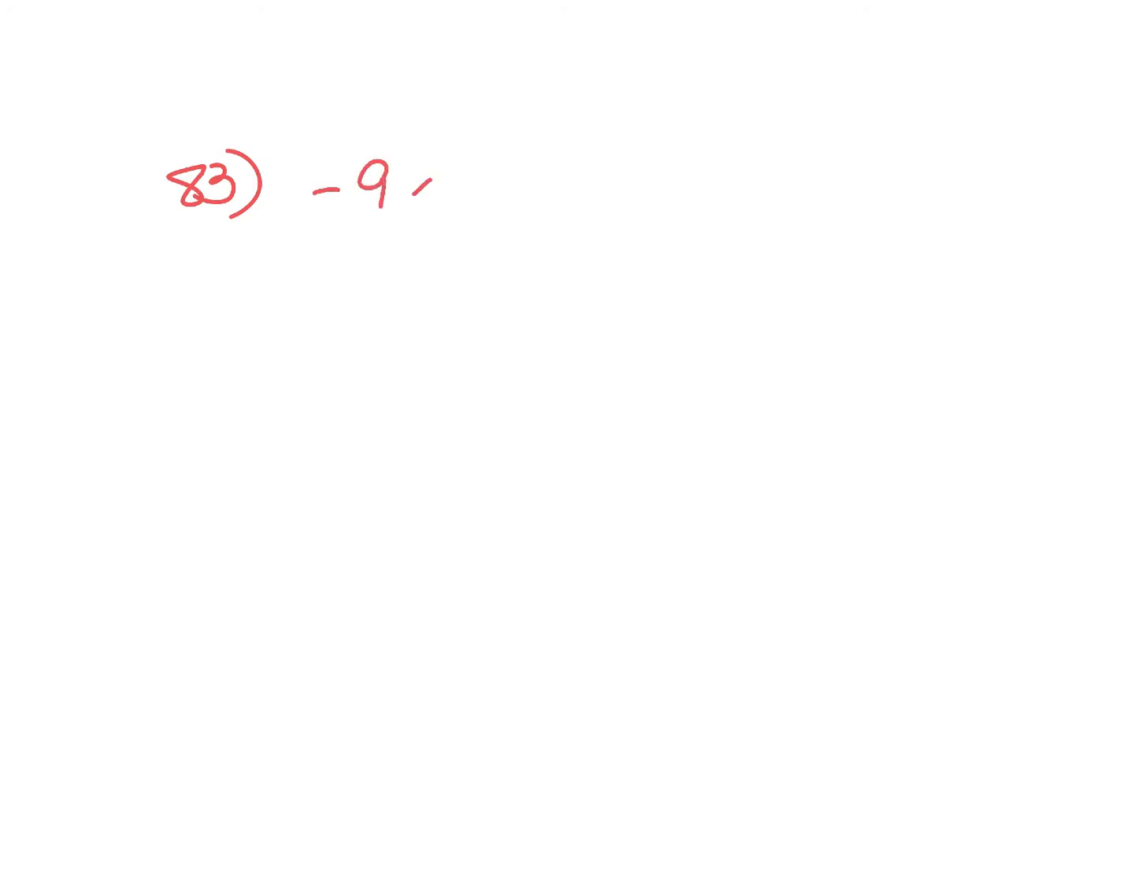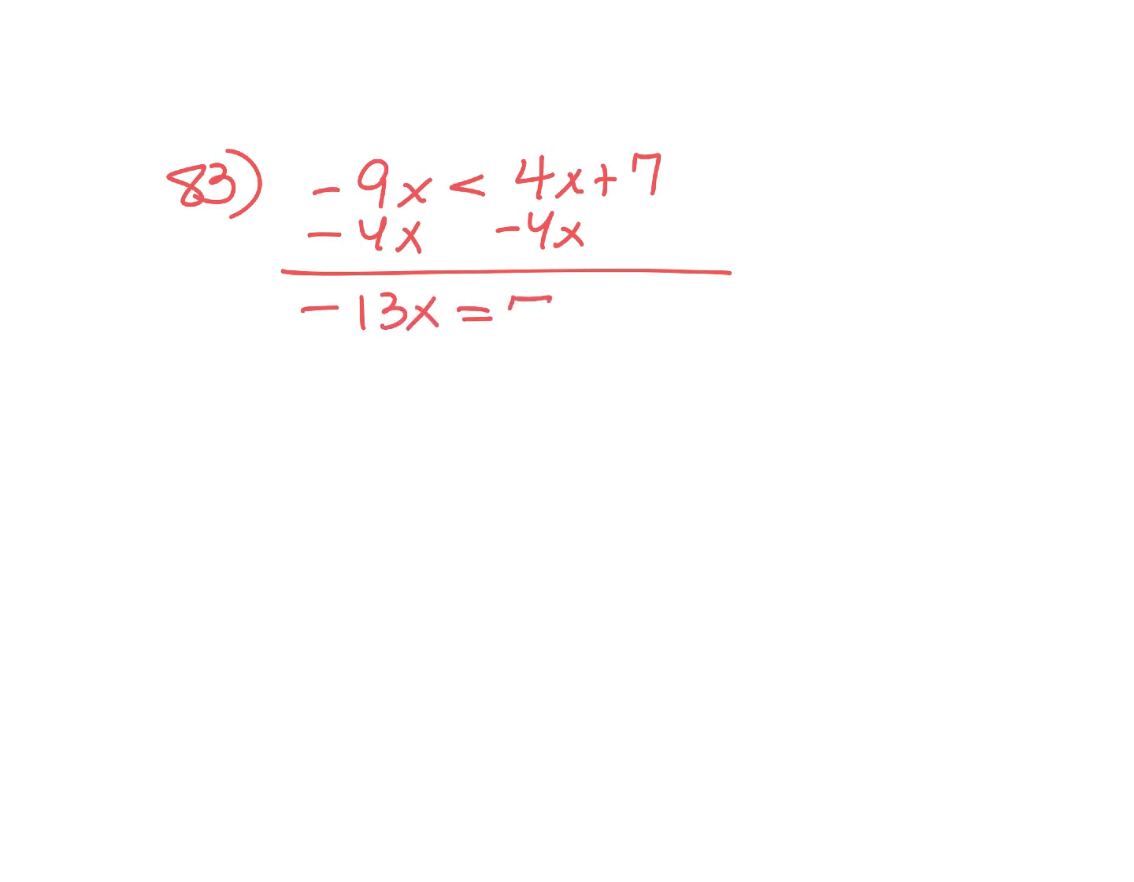it has negative 9x is less than 4x plus 7. I'm going to subtract 4x. I get negative 13x is less than 7. And then from there, I need to divide both sides by, oops, I need to keep this as an inequality. Divide both sides by negative 13. Remember, when you divide by a negative, the symbol is going to reverse.